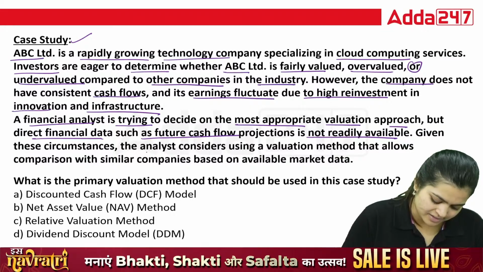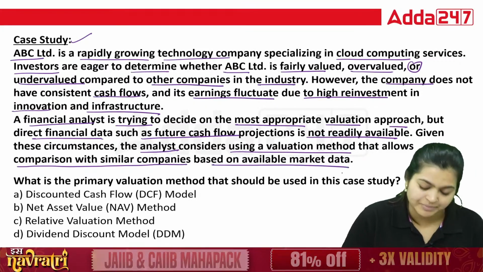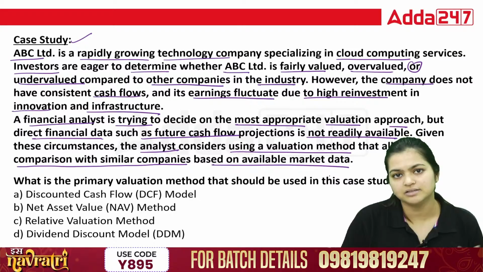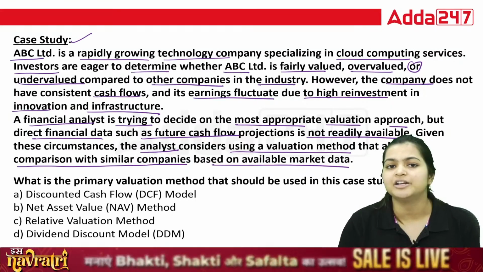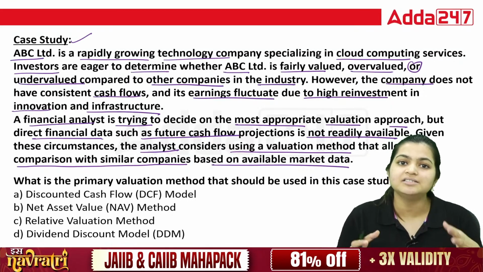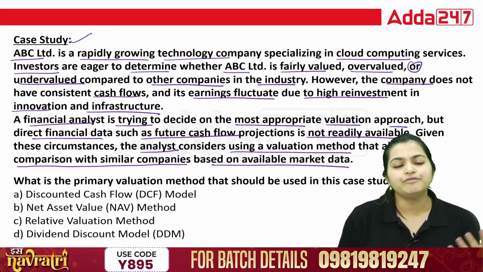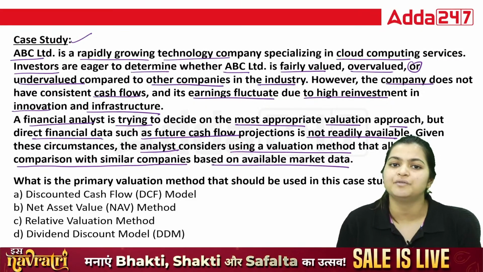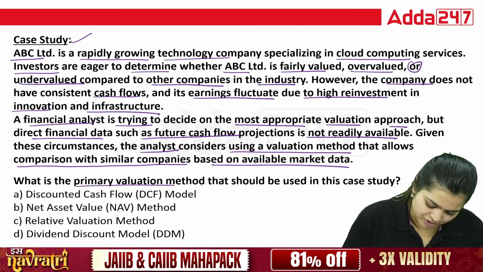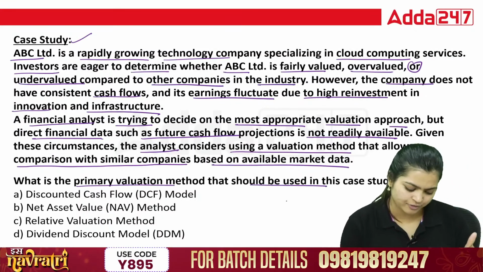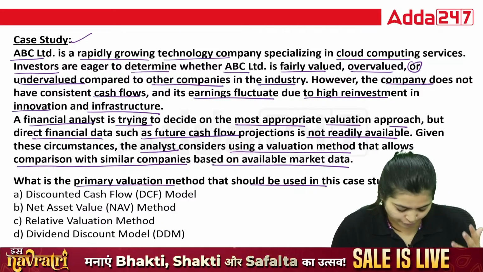Now, given the circumstances, the analyst considers using a valuation method that allows comparison with similar companies based on available market data. Now, what our analyst decides is that if you're not able to take the direct cash flows, why not take comparable companies? Yes, a company which is doing the same business, who is in the same market, with the same features and characteristics. So if we are using some other similar kind of company, then which type of valuation model are we using? Let's find it out. The options for the primary valuation method that should be used in this case: A, discounted cash flow; B, net asset value; C, relative valuation model; or D, dividend discount model.